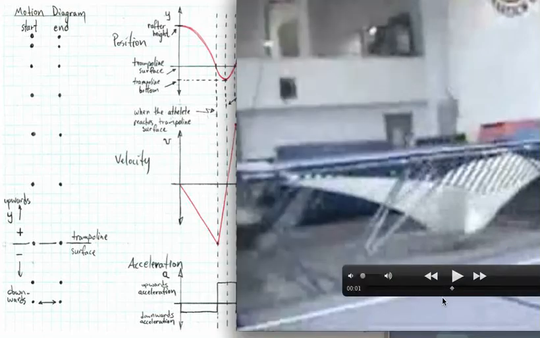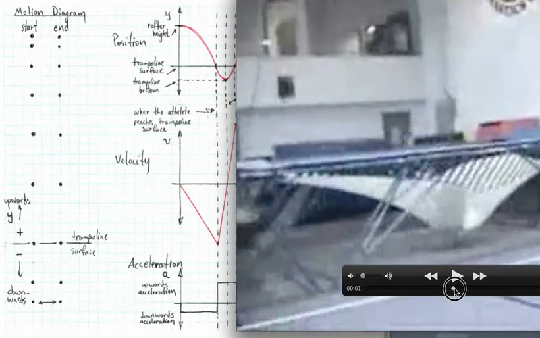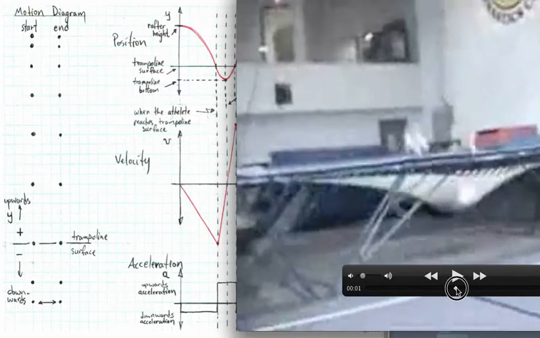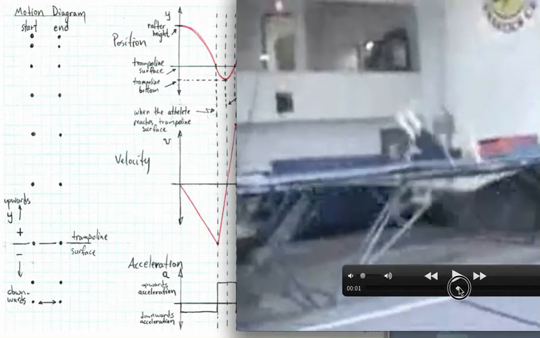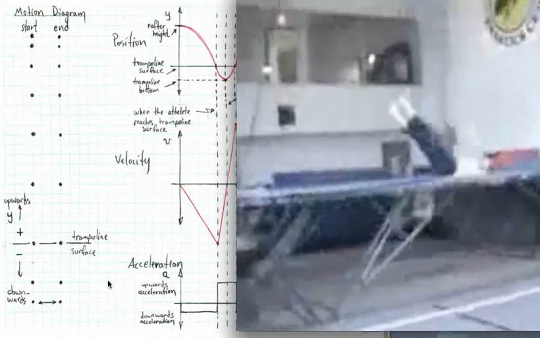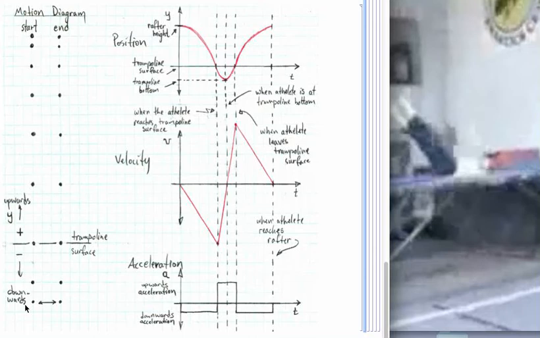Okay, so now he's at the bottom, and now the trampoline takes him from rest, it's a very brief moment of rest, and now launches him upwards like a slingshot. Now he's on his way up, now he's left the trampoline. So let's look at the motion diagram here.